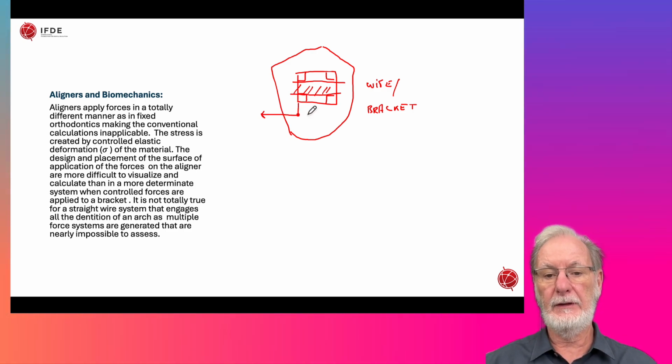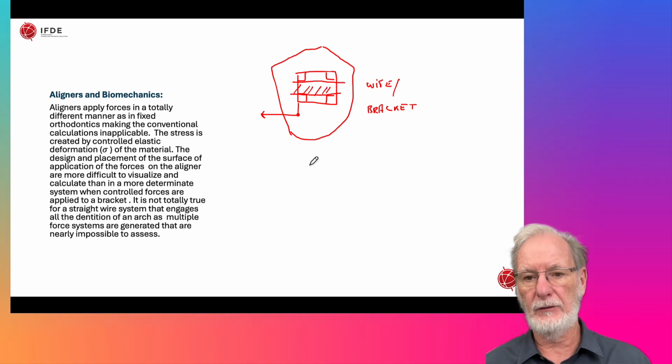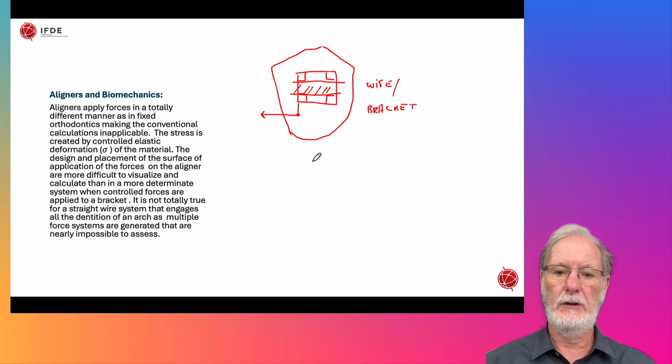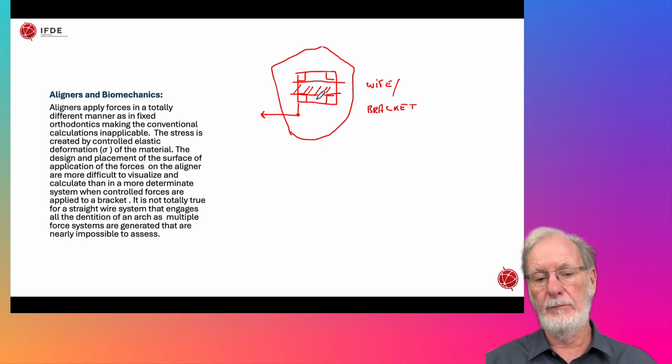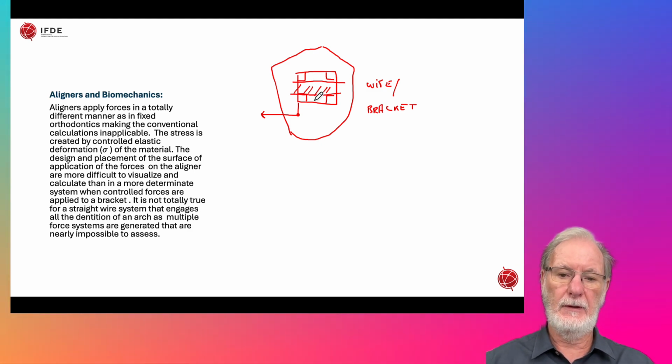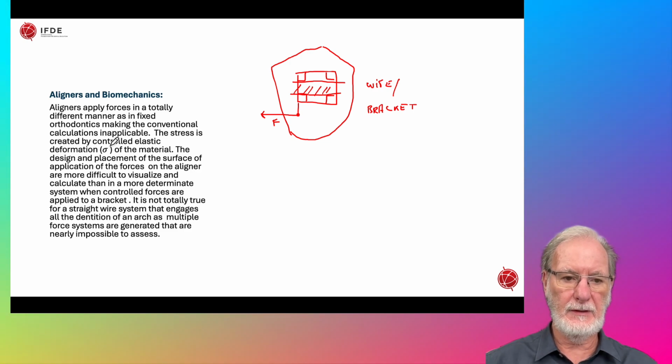So then you have a determinate force system, and if you know the distance to the center of resistance, you should be able to calculate your moment to force ratio, in this case the AP dimension, or you can also calculate it in the buccolingual dimension in order to assess roughly what will happen to the tooth movement when this force F is applied. The problem with aligners is they are not doing the same thing.